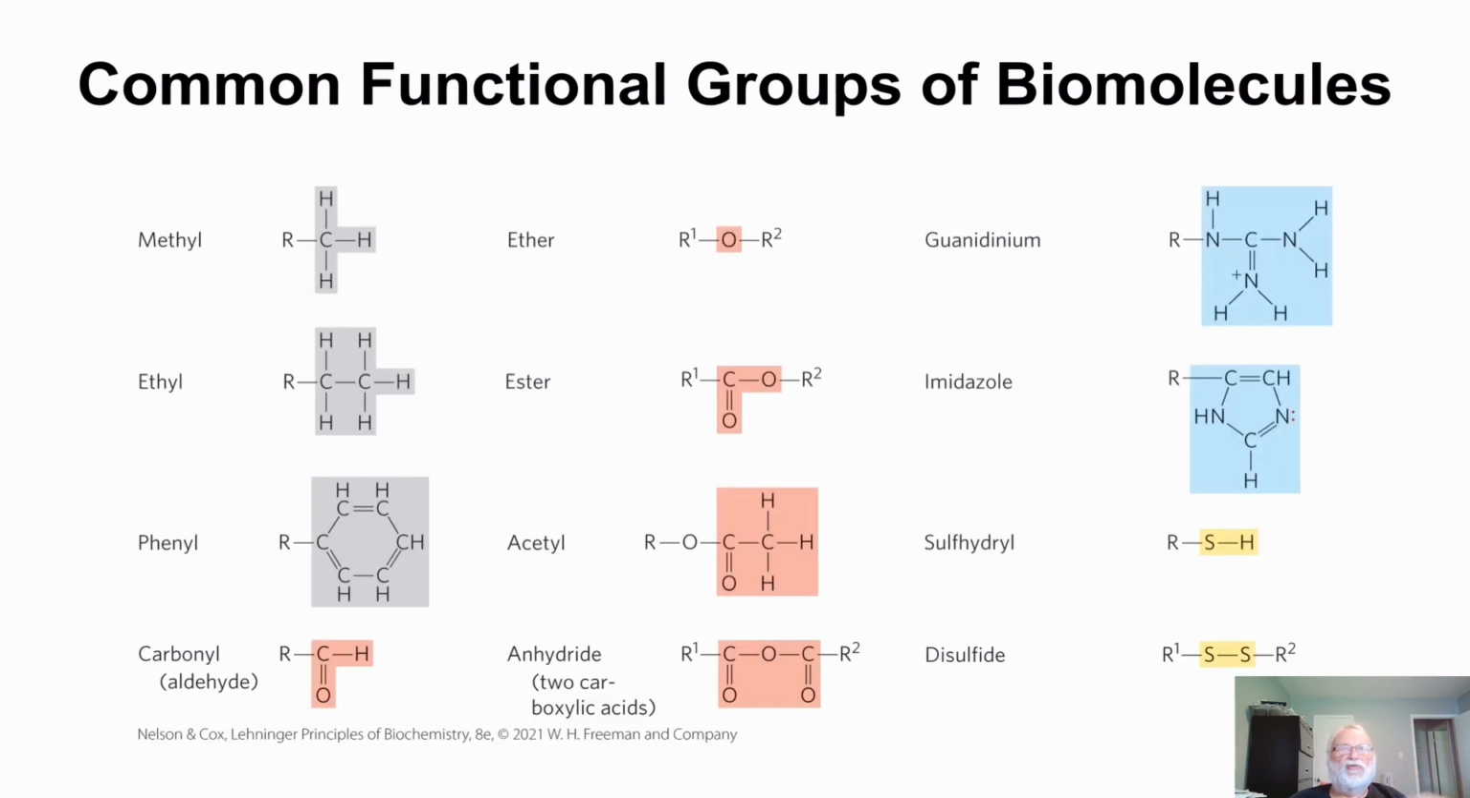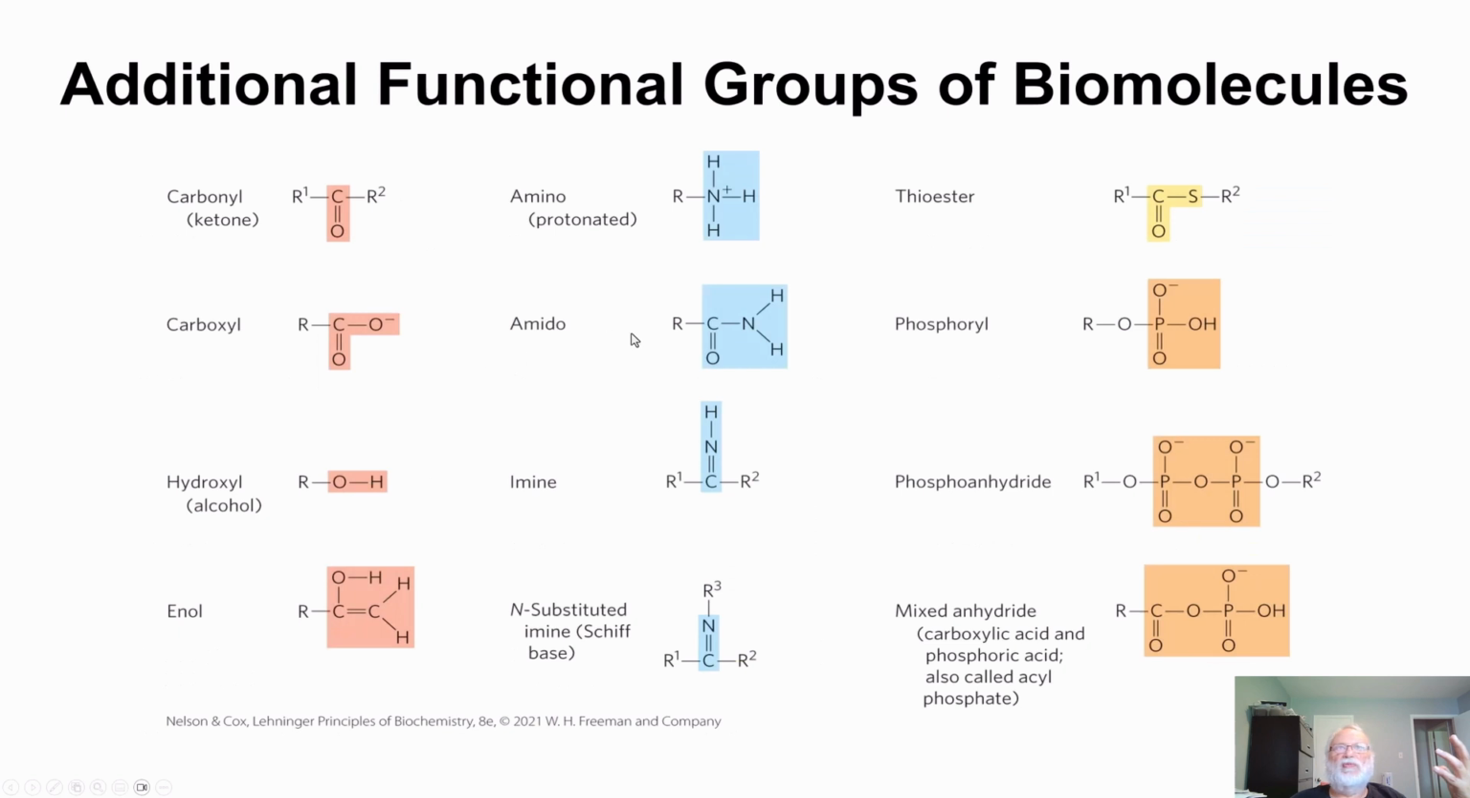So common functional groups, be aware we're going to probably see these pop up from time to time. You might want to be kind of familiar with them: methyl, ethyl groups, phenyl groups, guanidinium groups as in arginine, for example, imidazole in histidine, sulfhydryl groups in cysteine, disulfides, two cysteines connected to each other, anhydrides, two carboxylic acids attached. We'll find out those are very high energy bonds, like for having phosphates attached to each other, acetyl groups, things like that.